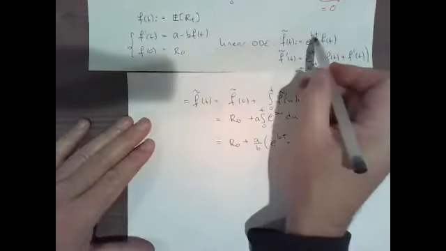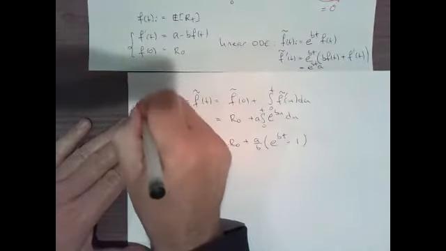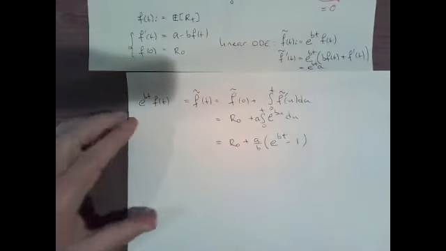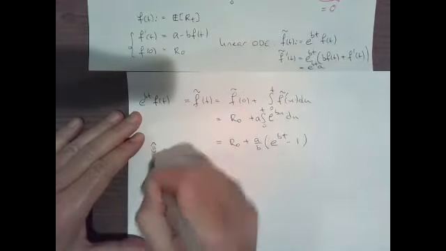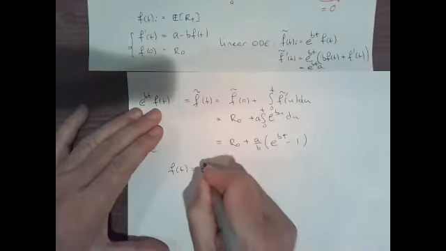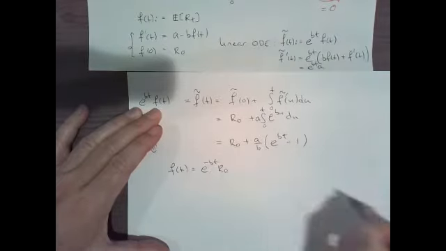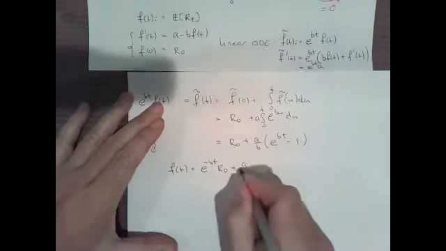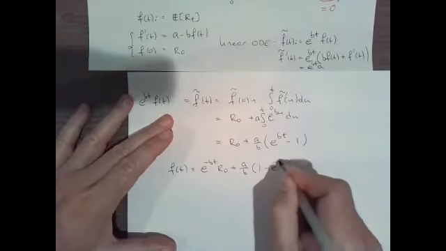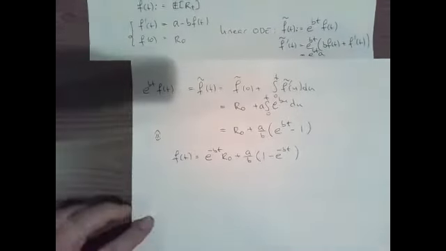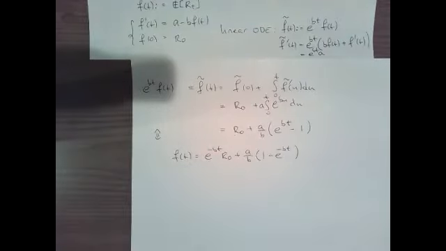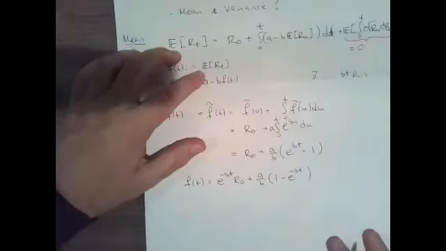And this one here was e to the bt f of t. So now we have a formula for what f is. This is the same as saying that f of t is equal to e to the minus bt R_0 plus a over b times 1 minus e to the minus bt. So that's the mean.